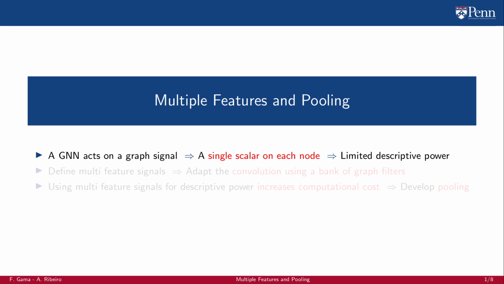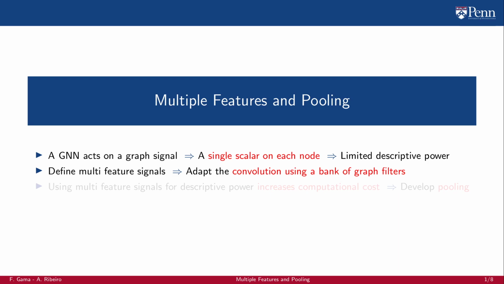In this segment, we will introduce the notions of multi-feature graph signals and pooling. We know that the GNN, which is a cascade of layers, each of which applies a graph convolution followed by a pointwise nonlinearity, acts on a graph signal as input. We also know that a graph signal describes data by assigning a single scalar to each node. This fact limits the descriptive power of graph signals when characterizing graph data. We will define multi-feature graph signals, which assign vectors to each node instead of a single scalar.